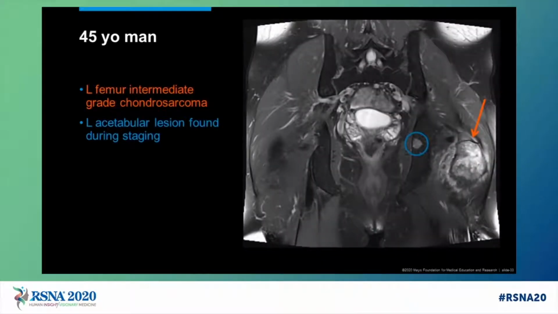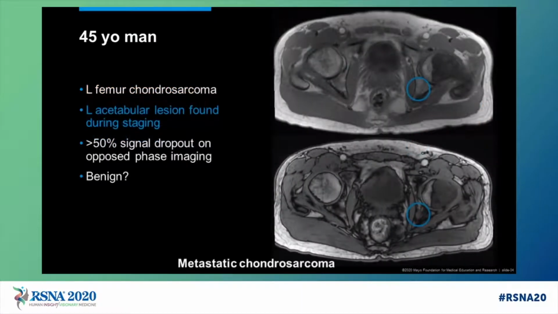Here's another interesting case, a 45-year-old male with a left femur intermediate grade chondrosarcoma and a left acetabular lesion found during staging. The acetabular lesion demonstrated greater than 50% signal dropout on opposed-phase imaging, suggesting it might be benign. Biopsy proved it to be a metastatic chondrosarcoma. This reminds us not to let numeric values override our common sense when we see such lesions.